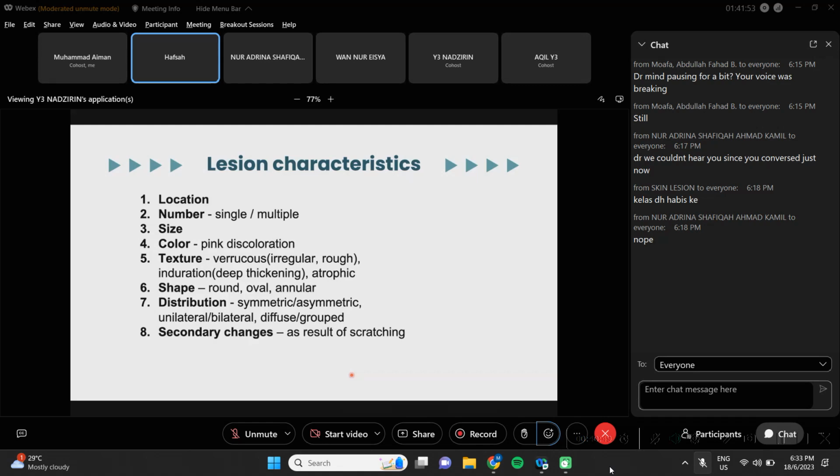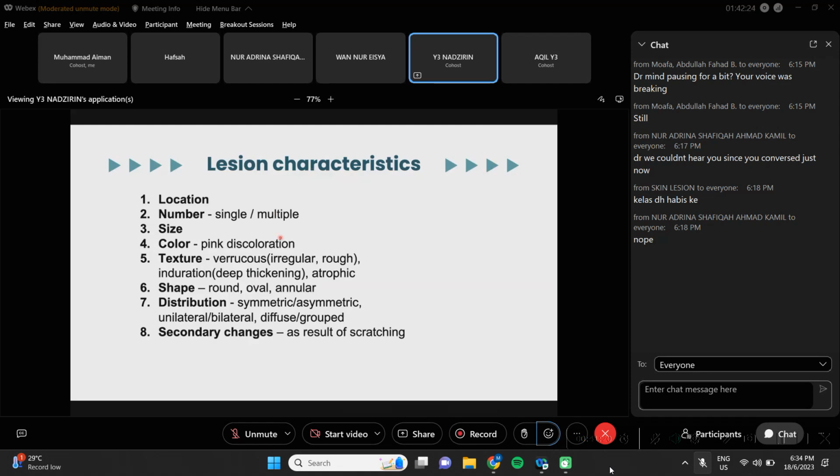Secondary changes, you've gone through that. So I think those are the main points really that you have to remember. And as we go through the different topics, we might actually revise this from time to time. Okay. So any questions?